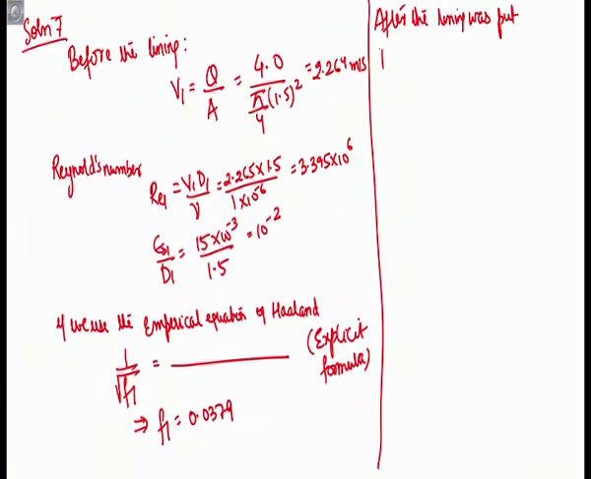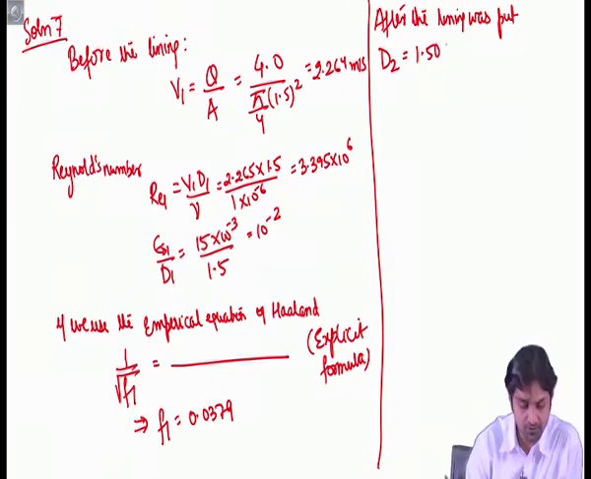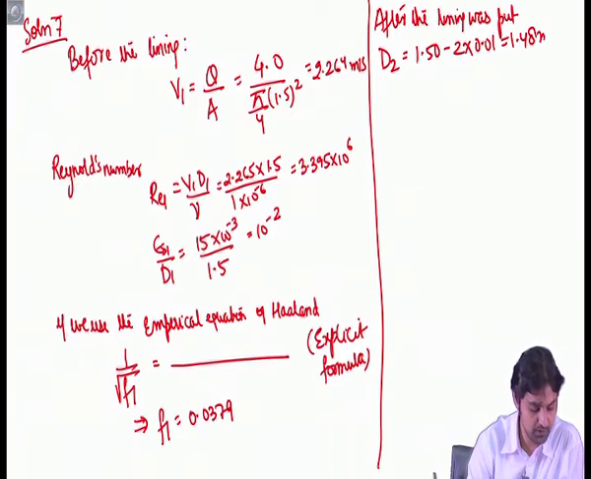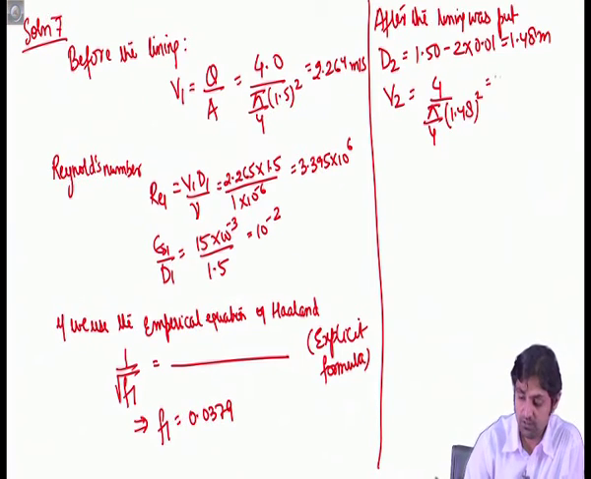So after the lining was put, diameter will be reduced. How much? 1.50 was the diameter and the lining reduces this, so the diameter becomes 1.48 meters. Therefore the velocity will be 4 Q by pi into 1.48 whole square. That means 2.325 meters per second.